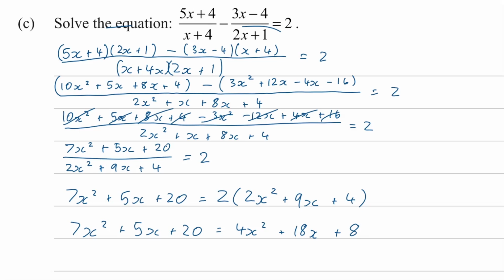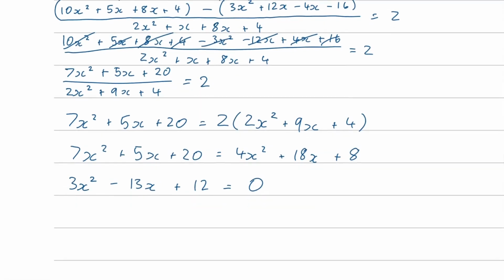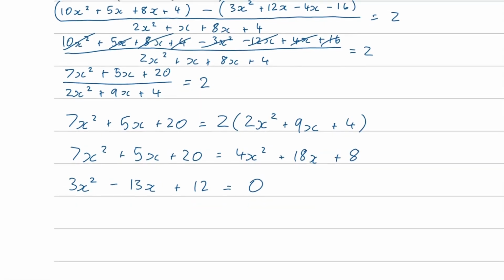But so when we get to here, this is a good place to be. I see a quadratic on both sides of the equation, so we could just simplify it even further. Right, take everything to the left, subtract 4x squared, subtract 18x, subtract 8. That will then equal 0. And now we just have a quadratic, which we can solve.